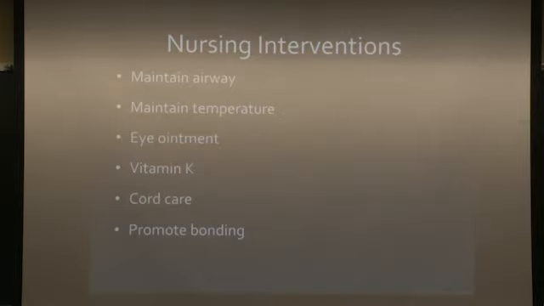Eye ointment is placed in the eyes to prevent ophthalmia neonatorum, which is caused by gonorrhea or chlamydia. Usually this is erythromycin or tetracycline. Vitamin K is given IM routinely to prevent hemorrhagic disease. This can be delayed until after breastfeeding in the birthing room.